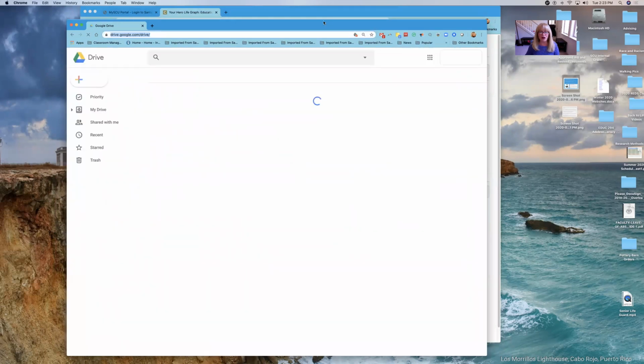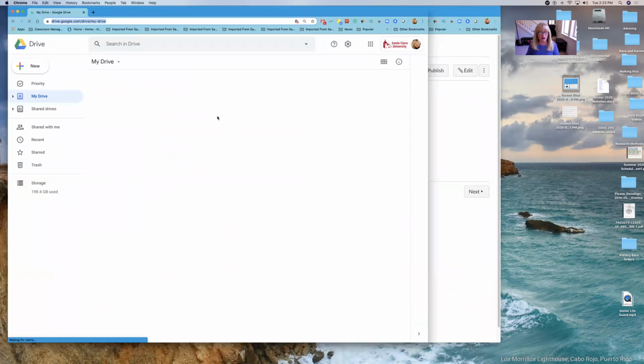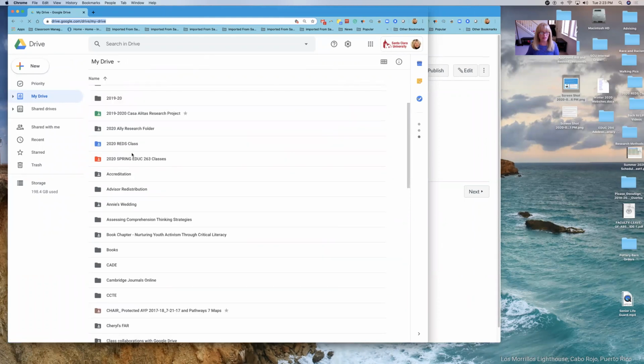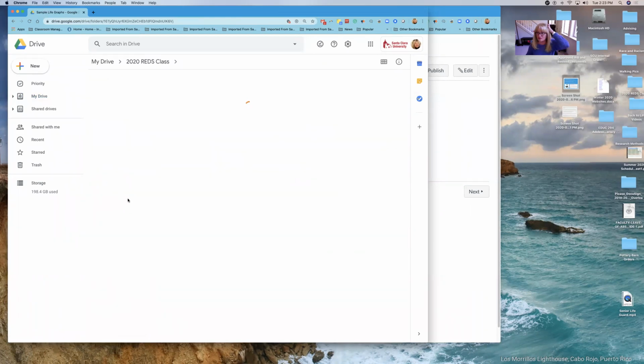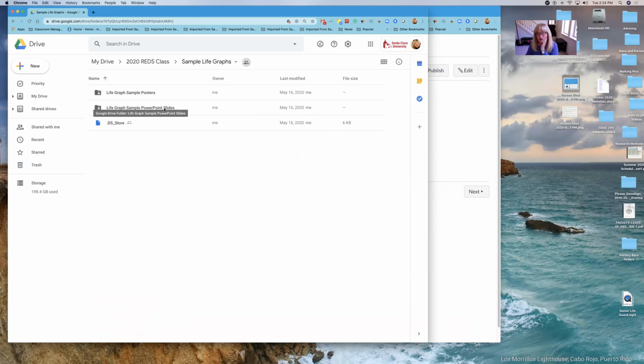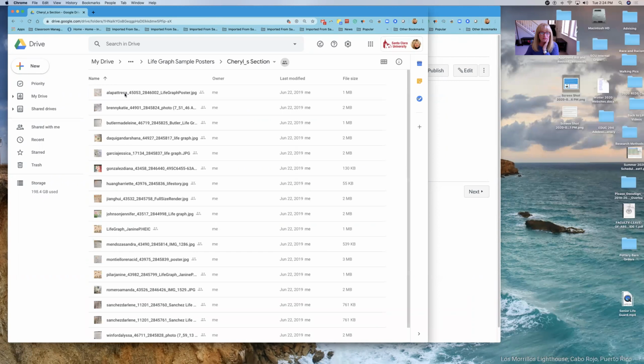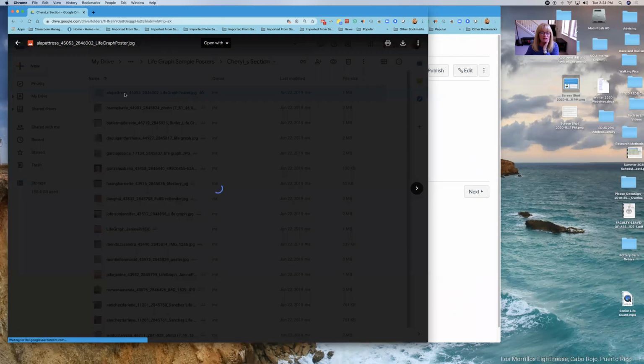So it's on the drive, our Google Drive in the Reds class, and you all have access to this. So see this sample life graphs folder? This has examples of life graphs that were done last year. Some people decided to do life graph PowerPoint slides, which you certainly can do also. Others chose to do a poster. For this assignment, you're doing a poster. So here are some different ones. You can kind of take a look at them.